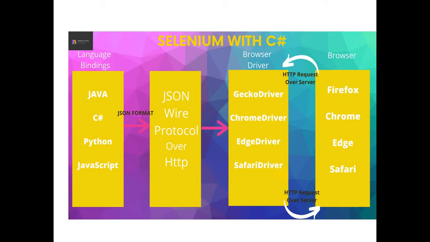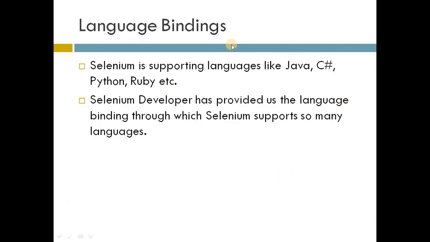What we have seen in the language binding is that Selenium supports many languages: Java, C Sharp, Python, Ruby, and JavaScript too. So why is it popular nowadays? Because it has provided so many supported languages. Hats off to the Selenium developers, they have done a great job, as there is no other tool which can do automation with all these other languages.